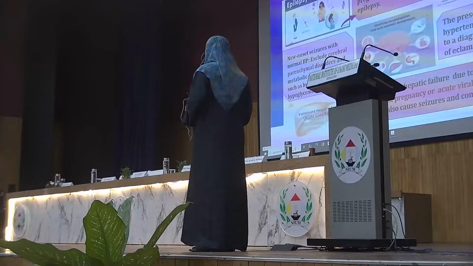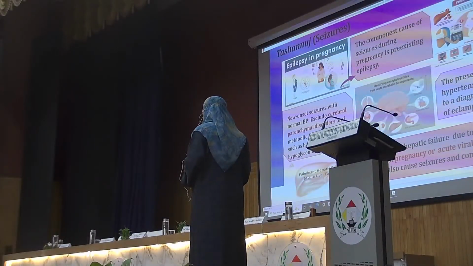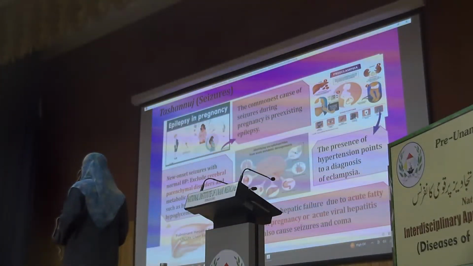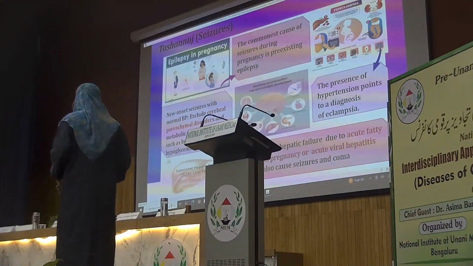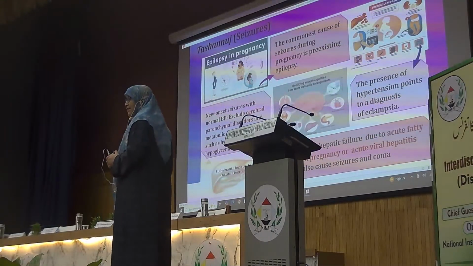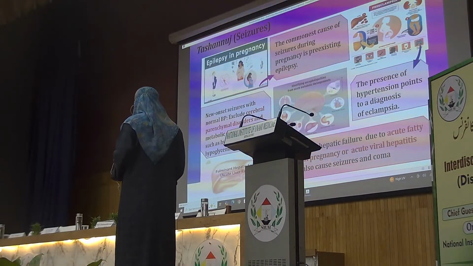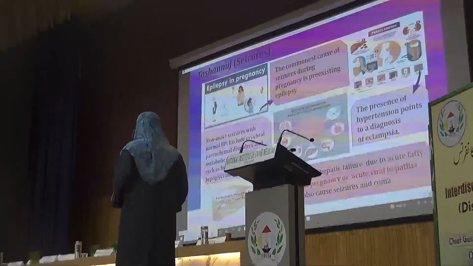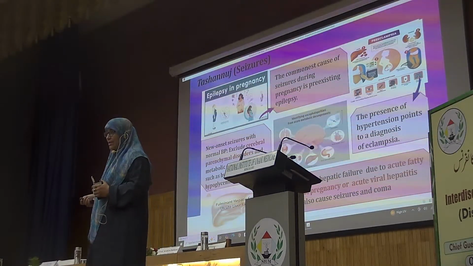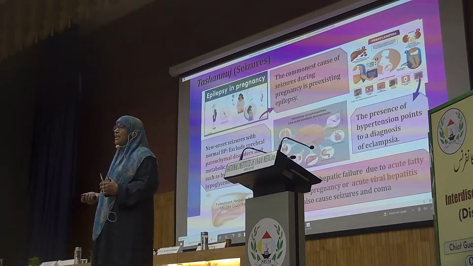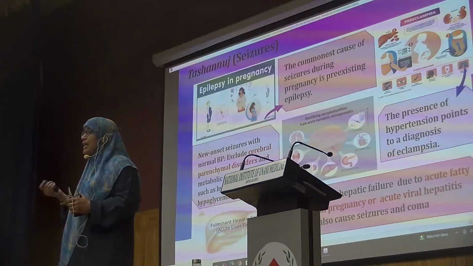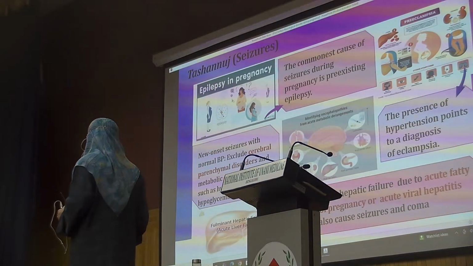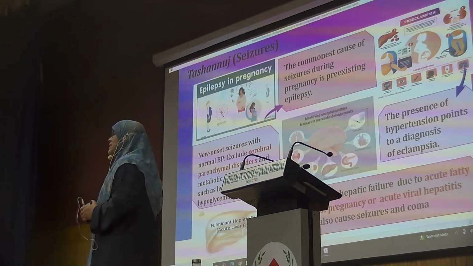New onset seizures with normal BP we have to exclude cerebral parenchymal disorders and metabolic derangements such as hyponatremia and hypoglycemia. And the presence of hypertension always points towards eclampsia or pre-eclampsia. Next, we have to remember that fulminant hepatic failure due to acute fatty liver of pregnancy or acute viral hepatitis may also cause convulsions. So whenever a pregnant woman comes with seizures or convulsions, don't think it may be epilepsy only. Don't think it may be pre-eclampsia or eclampsia only. It can be hepatic failure also, which may cause seizures or coma.